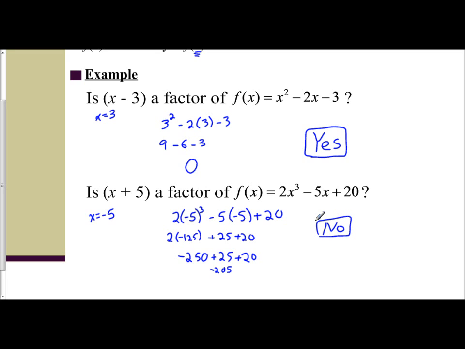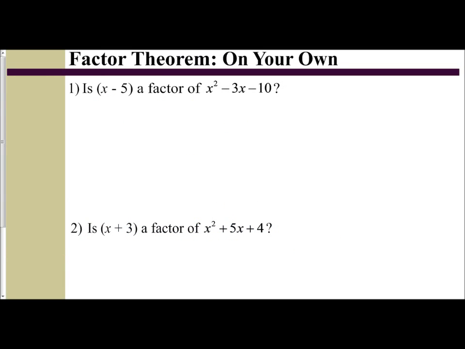So it's that simple. That's what the factor theorem says, is that if a binomial is a factor, and you plug the solution to the binomial into the function, you should get 0. If you get 0, then it is a factor. If you don't get 0, then it's not a factor. So let's try these two on your own problems. I encourage you to pause the video at this point, try these problems, see how you do, restart the video, and check your answers.